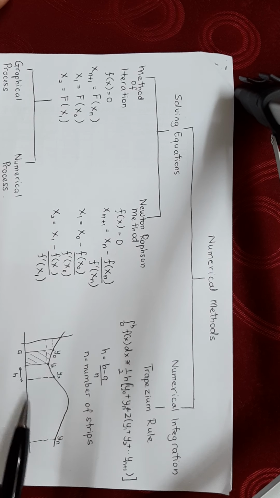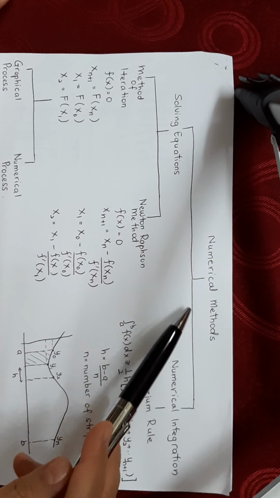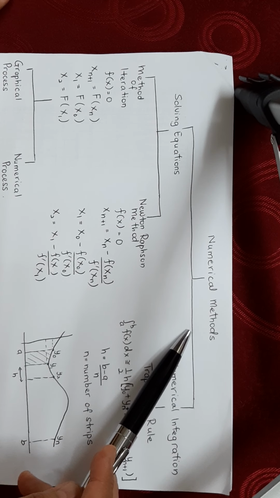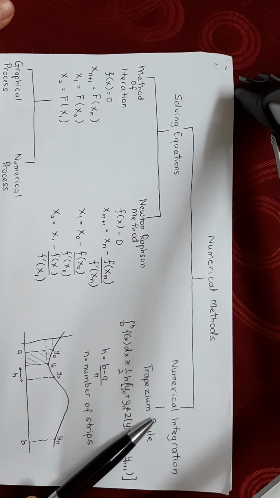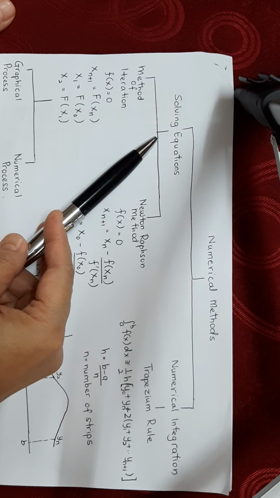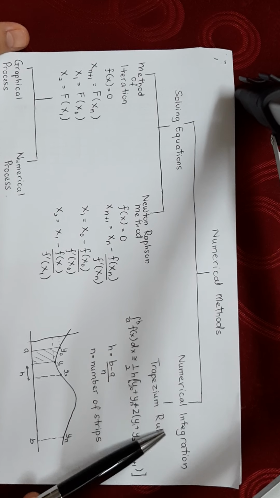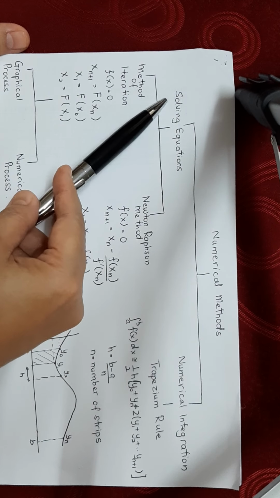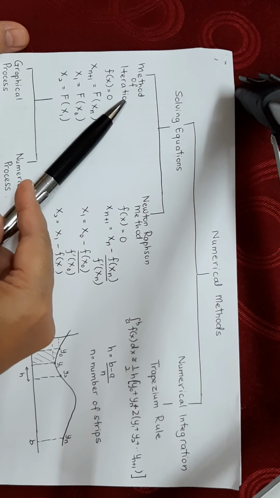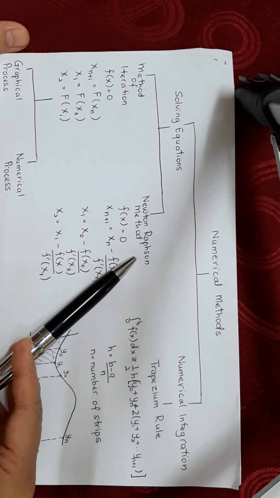Today I'm going to explain a little overview of this chapter, Numerical Methods, chapter 12, in your SEM2 syllabus. This chapter is divided into two sections. The first part is on solving equations and the second part is on numerical integration. Under solving equations, you have two methods to learn: method of iteration and Newton method.